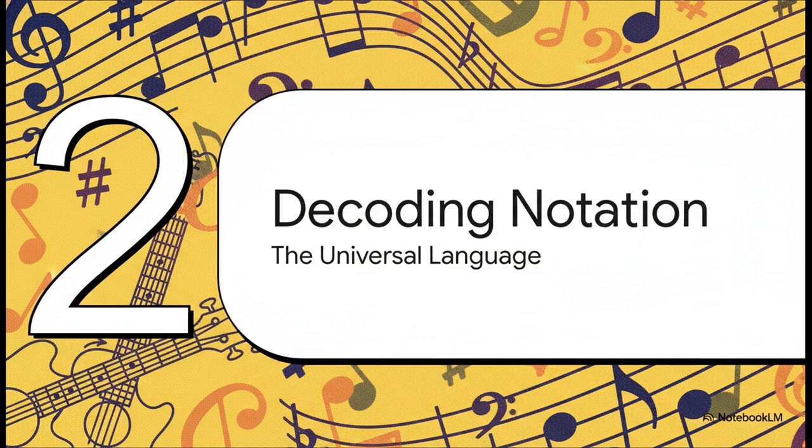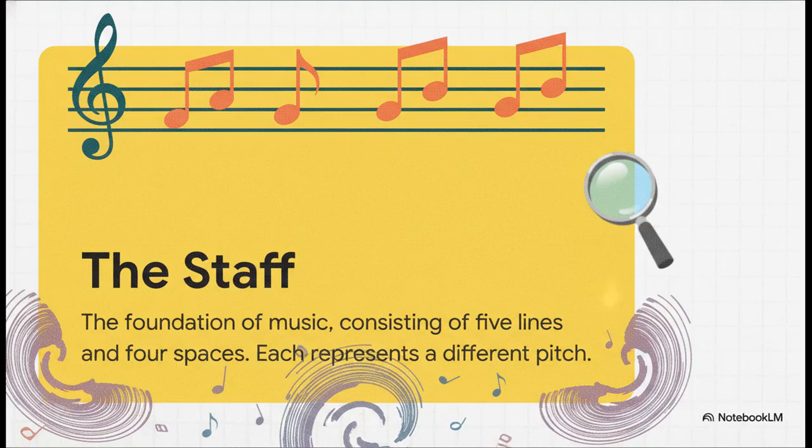So let's tackle that universal language first. This is the one that every musician, no matter what they play, can understand. Everything starts with this thing right here, the staff. It's just 5 lines and the 4 spaces in between them. And the basic idea is super simple. The higher up a note sits on the staff, the higher the pitch of that note sounds.